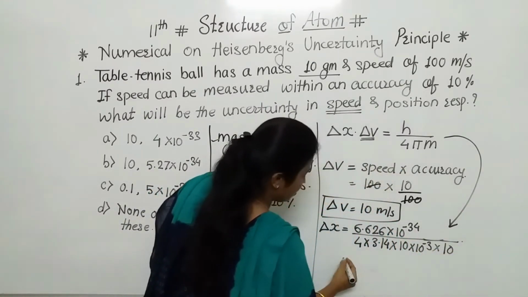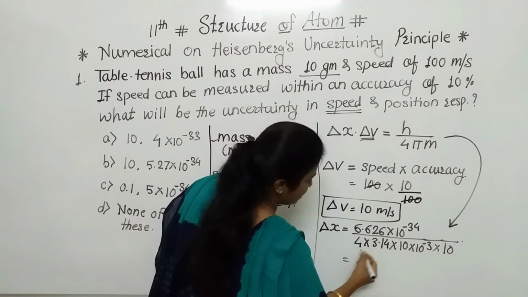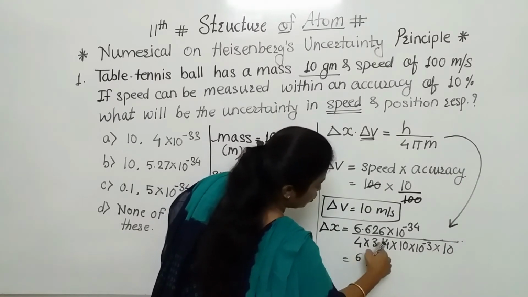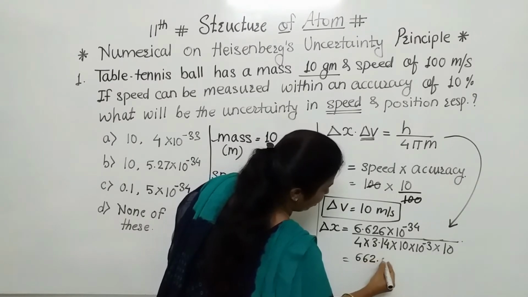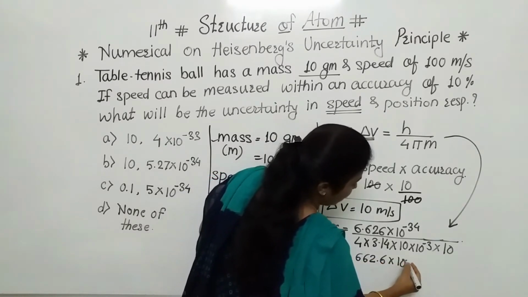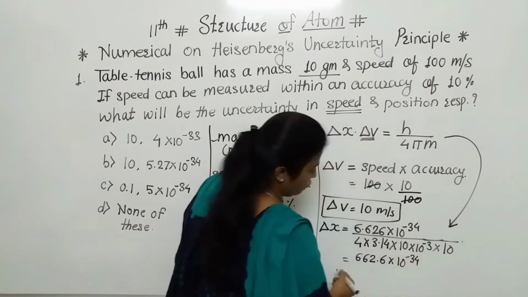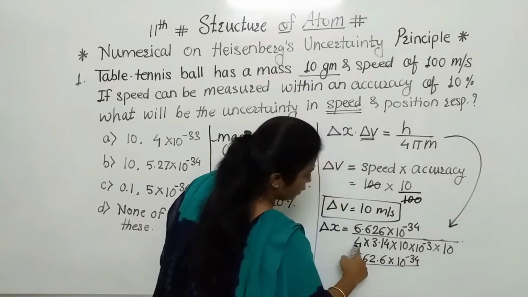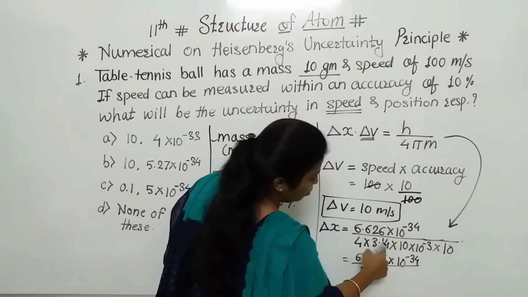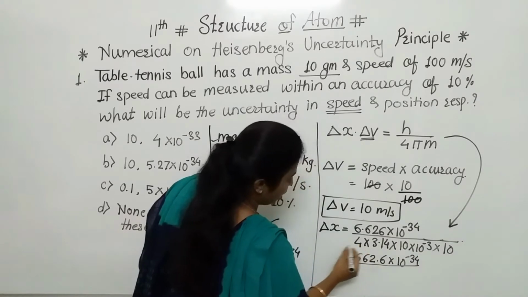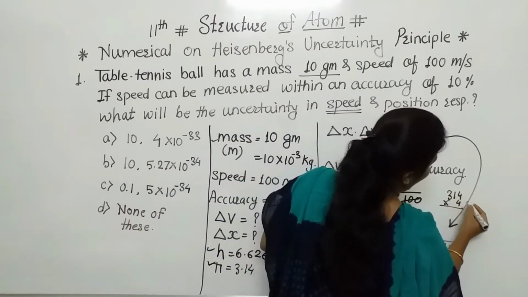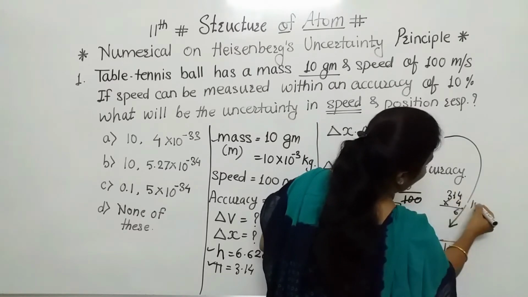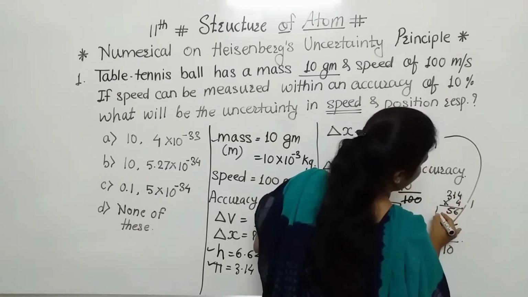So if we simplify it, we are shifting the decimal from this side to this side. So 662.6 into 10 raised to minus 34 divided by what will come? 4 into 3.14. So here if we are multiplying 314 into 4, 4 4s are 16, 4 1s are 4 plus 1 is 5, 3 4s are 12.